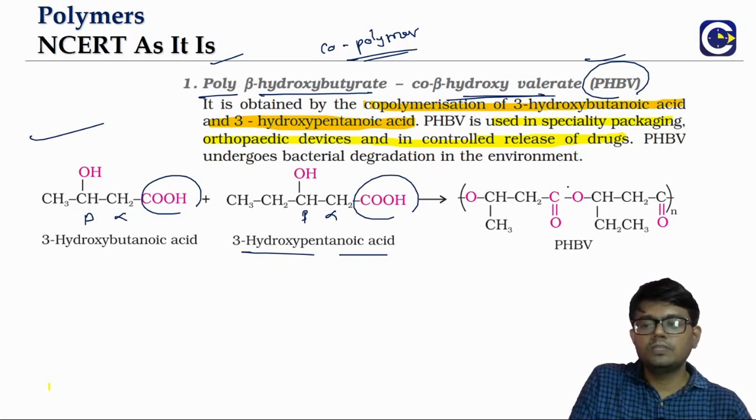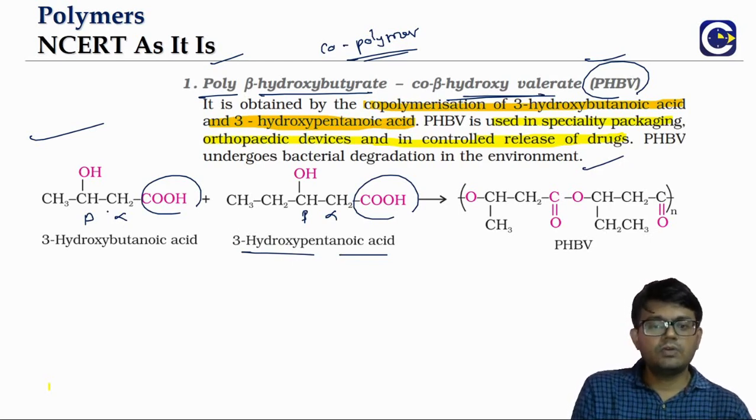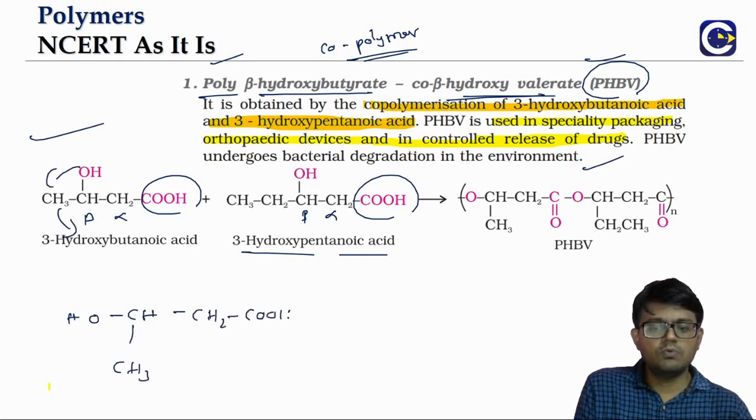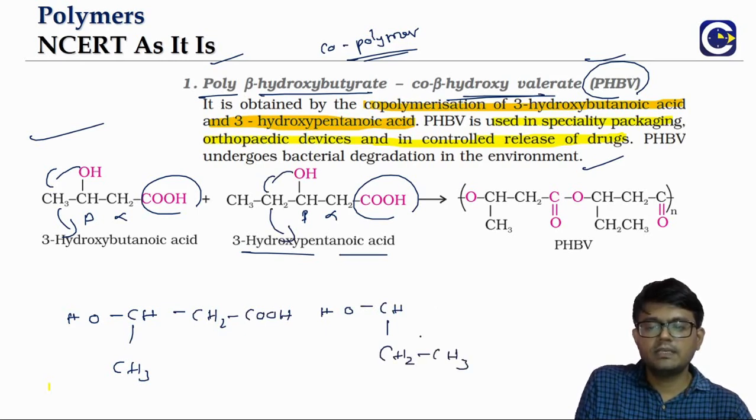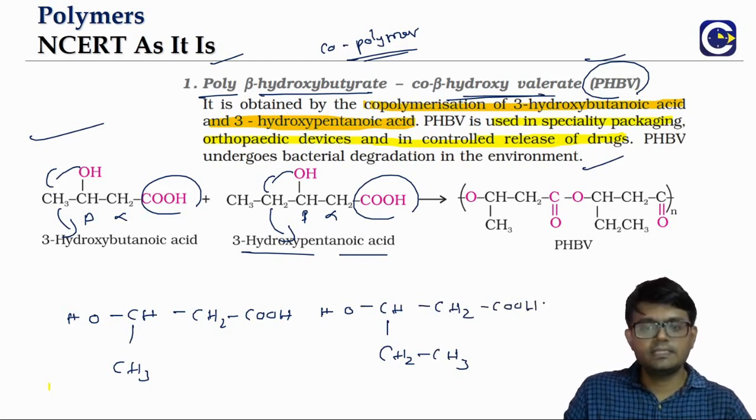In fact, this is a simple structure that is given for the PHBV as per the NCERT. If you want to look at how this structure comes, we should rearrange and write. We should write this methyl group down, bring the OH here. So look at it, OH, CH, we will write the methyl down, CH2, COOH. Then we will write the ethyl down and put the OH here sideways, OH, CH, ethyl we will keep it down, CH2, CH3, CH2, COOH.